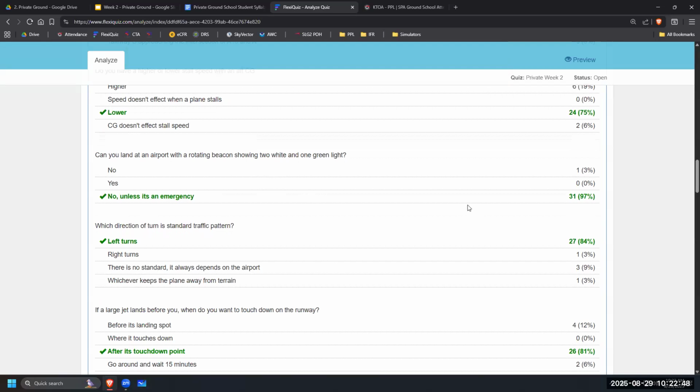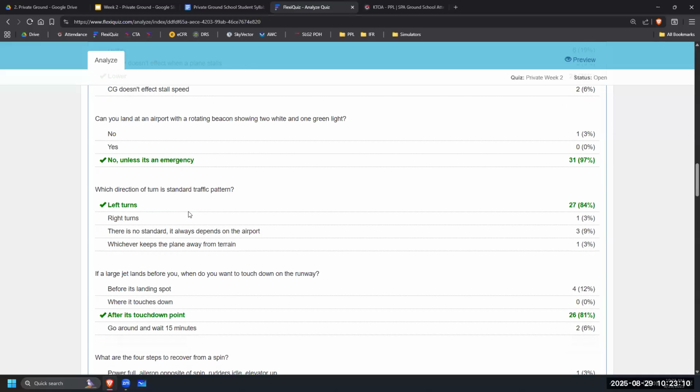Can you land at an airport with a rotating beacon showing 2 white and 1 green light? 97, I like that. Also, no was a better answer than yes. No, unless it's an emergency. So you can always land at any airport, doesn't matter what airport it is. A runway is a runway. You can land anywhere in an emergency.